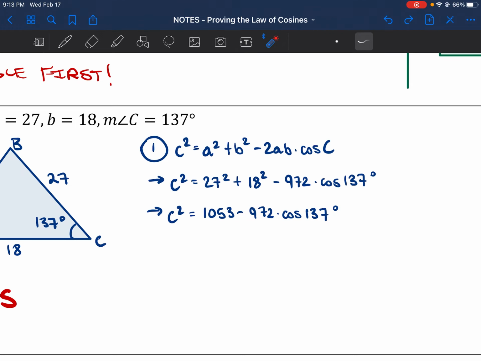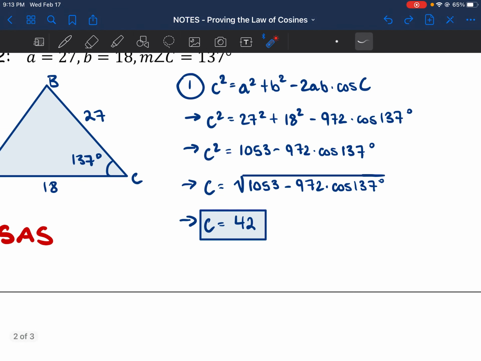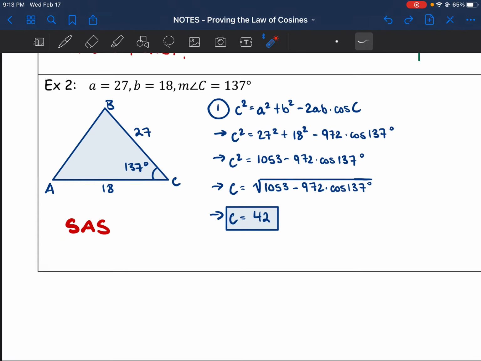We don't want to do any calculations until the end of the problem so that the answers remain as accurate as possible. So at this point, there's nothing really we can do with this chunk anymore, but notice this is c squared, and I want to solve for side c. So to get rid of this power of 2, I would take the square root of both sides. So that's the next thing that I do. C is equal to the square root of 1053 minus 972 cosine of 137 degrees. Plug that into a calculator. Again, make sure your calculator is set to degrees, and you get that C is equal to 42.